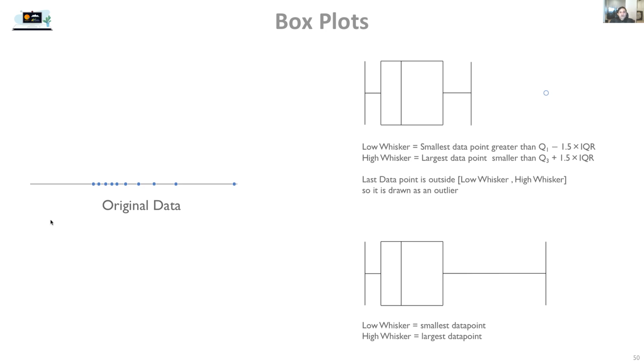Here I'm just showing the original data along with the two box plots for this data set that can be drawn using the two methods for drawing whiskers that we just described. Note that the boxes are the same, but for whiskers it is our choice how we want to draw them. We just went over two common methods, and there are in fact more methods to draw the whiskers.